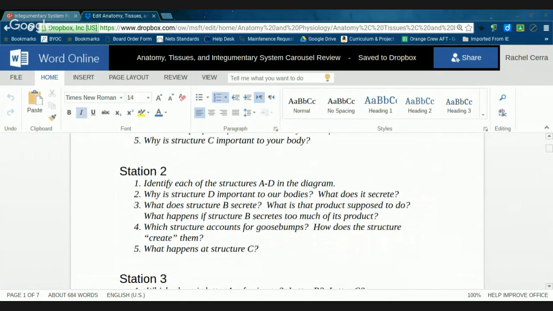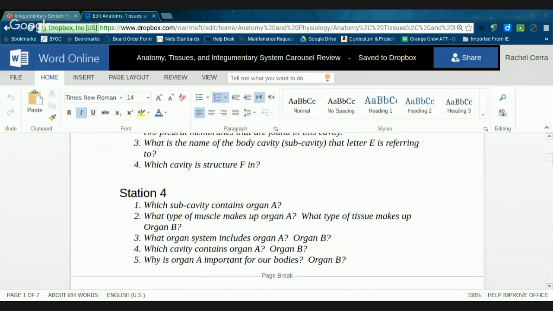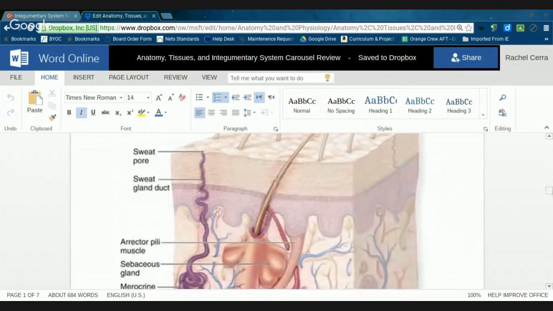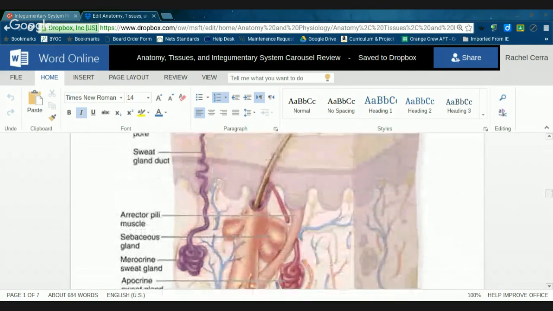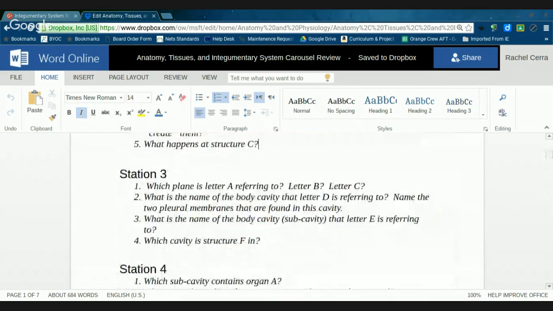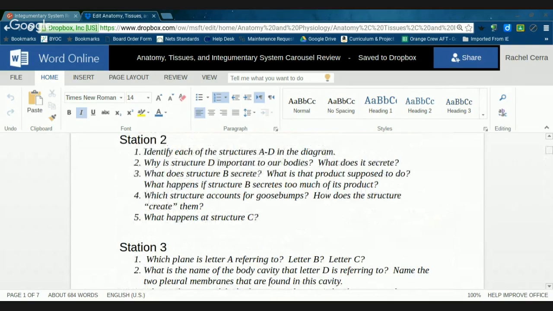Okay. Station number 2, you had to identify the structures A through D in the diagram. So with station number 2, structure A would have been your erector pili muscle. So that's attached to your hair follicle.